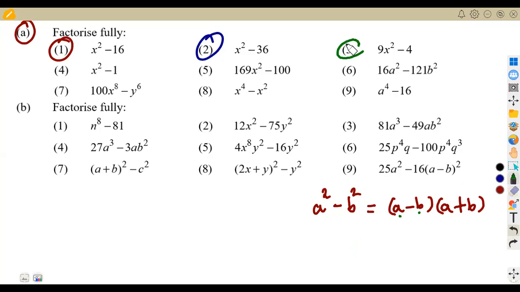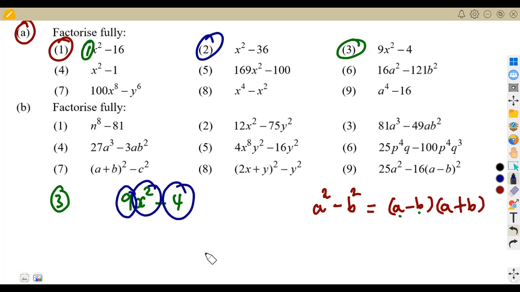So it does not matter that the number that we are starting with is not just x like what we have here, where the coefficient of x squared was 1. Here, if we check, the coefficient of x squared is 9. This does not affect our factorization as long as all these terms that we have are perfect squares. So we can check, 9 is a perfect square. The square root of 9 is 3. 4 is a perfect square. The square root of 4 is 2. So meaning to say this is a difference of 2 squares.